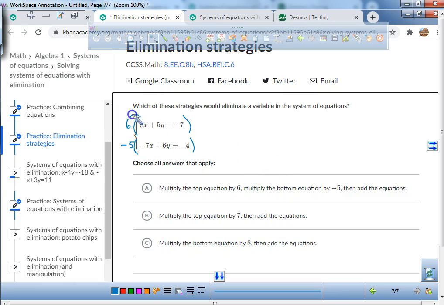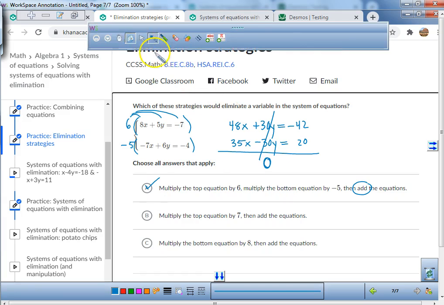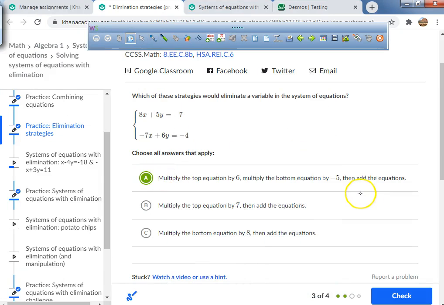If I take the top equation and multiply it by 6, I get 48x plus 30y equals -42. If I take the bottom equation and multiply it by -5, I get 35x minus 30y equals +20. Now, if I add these equations together, what happens to all the y values? They get eliminated. So I know answer choice A totally would work in this particular circumstance. So I'm definitely choosing answer choice A.